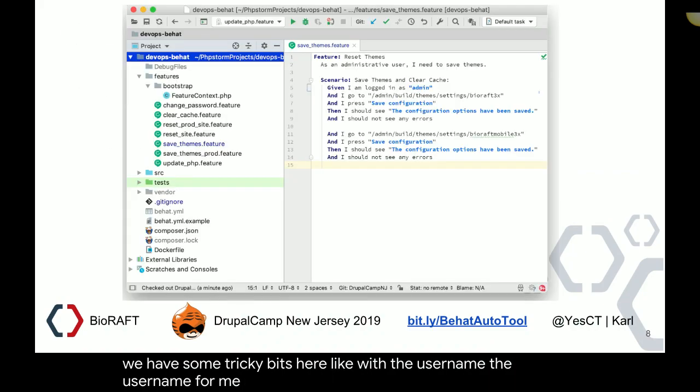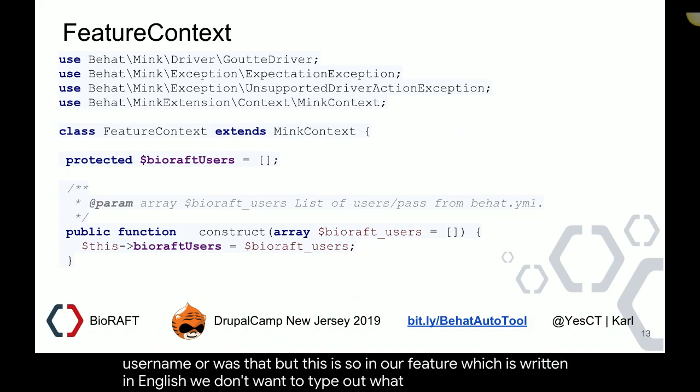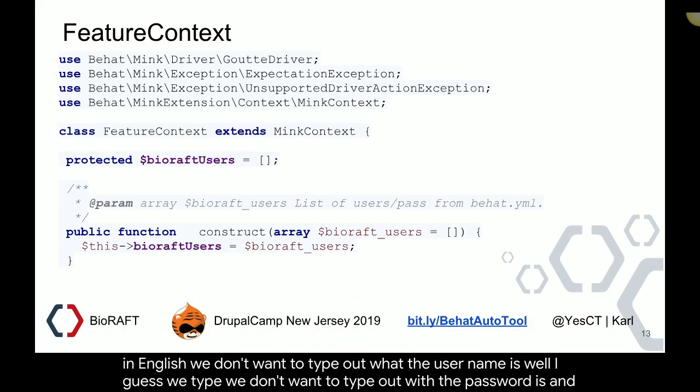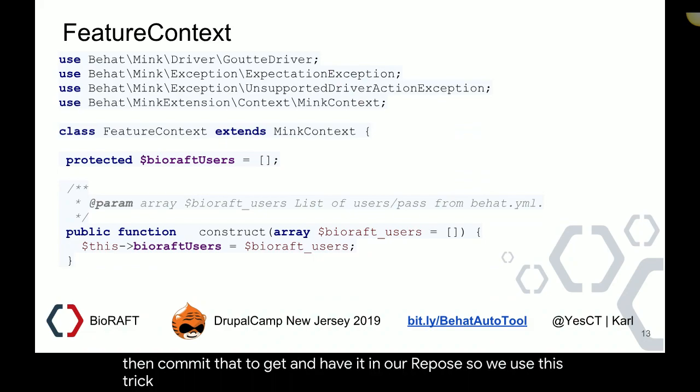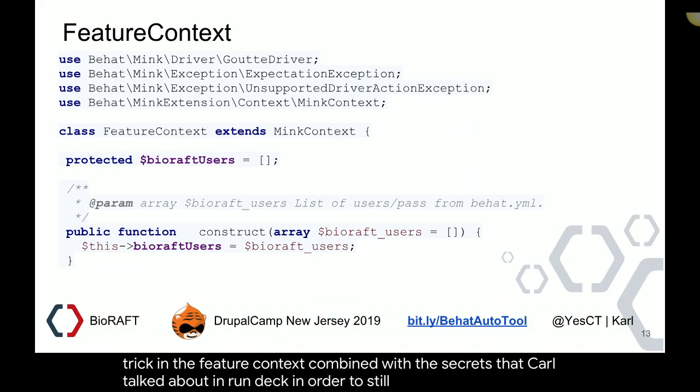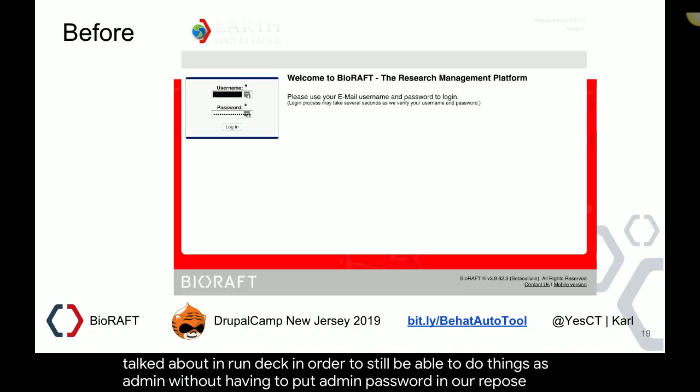The username, where was that bit? So in our feature, which is written in English, we don't want to type out what the username is. We don't want to type out the password and then commit that to Git and have it in our repos. So we use this trick in the feature context combined with the secrets that Carl talked about in RunDeck, in order to still be able to do things as admin without having to put the admin password in our repos. Any other questions?